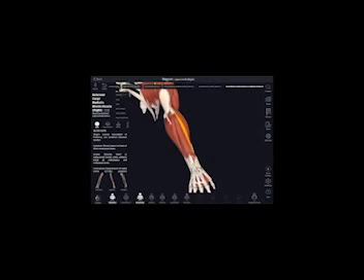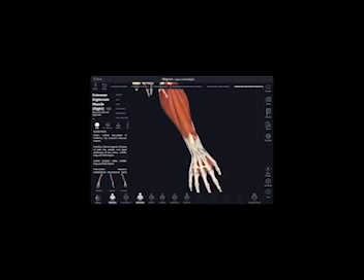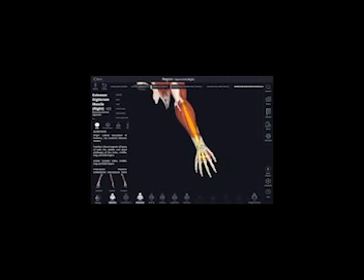Moving on to the next muscle, the extensor digitorum. That's it. No superficialis, profundus, or longus. It's just the extensor digitorum. It originates from the lateral epicondyle and then comes down and inserts to the second through fifth digits. And what does it do? It extends the fingers.